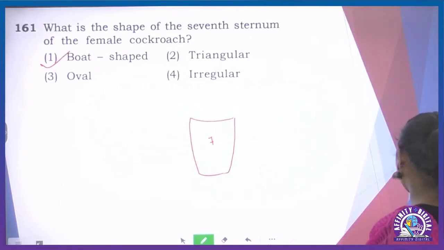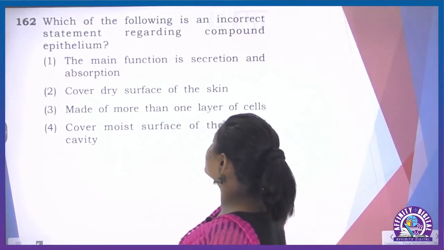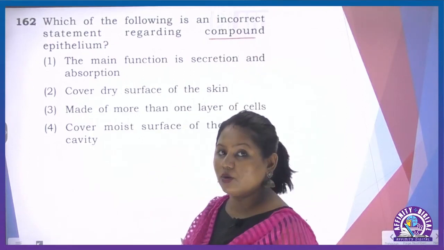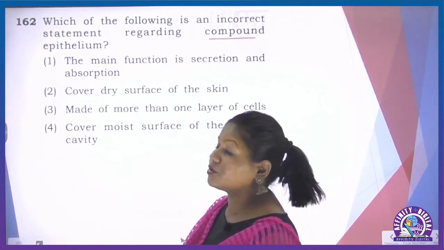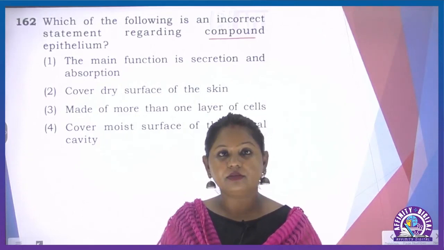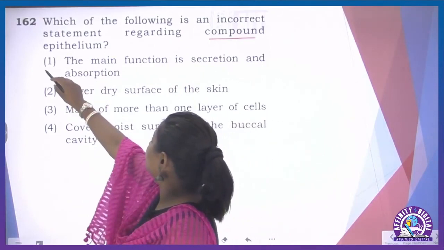So this is again a statement question. Which of the following is an incorrect statement regarding the compound epithelium? So let us see. Compound epithelium matlab jisme multi-layered hoga, cells bahut sare layer ka hoga, stratified epithelium bhi ise kaha jata hai. The main function is secretion and absorption. We know that it plays a limited role in secretion and absorption. Uska main function tha protection against chemical ya fir mechanical injury, na ki secretion and absorption. So of course the first one is the incorrect one.